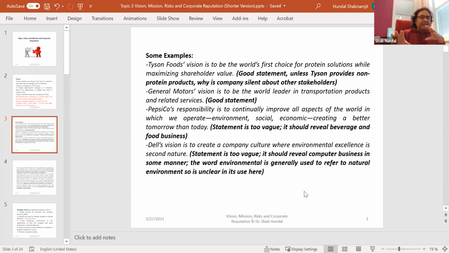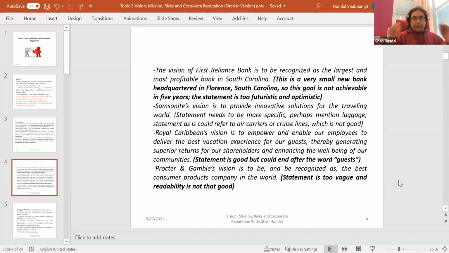So to me, it seems a little bit far-fetched when I see PepsiCo and Dell's vision. And then we have the first Reliance Bank. Why I'm giving you these different examples is so that you can find out what type of statement you can reckon as a vision statement.